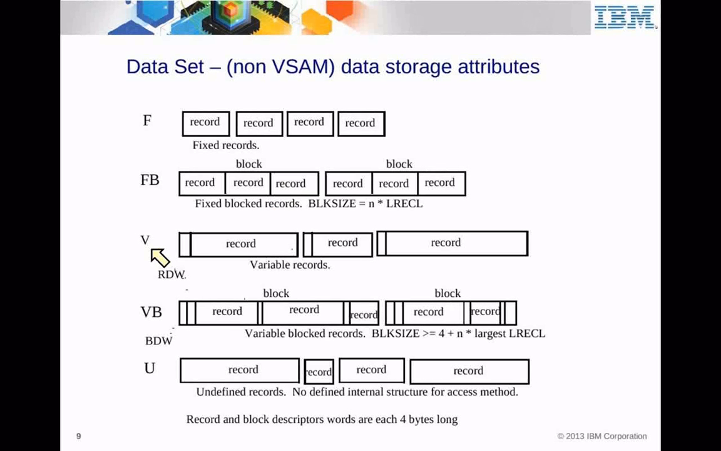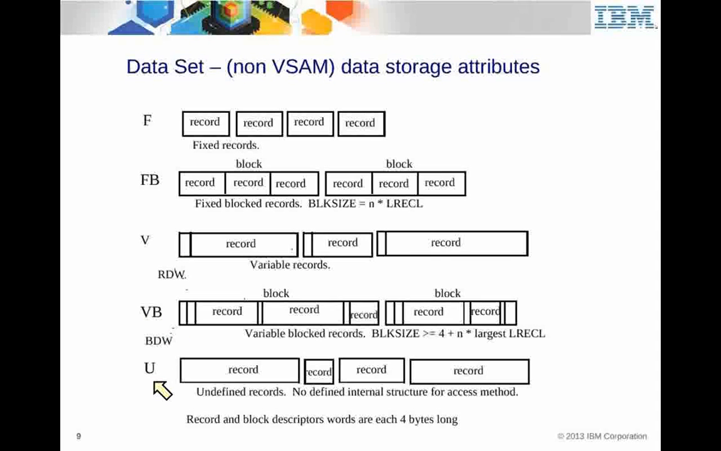Do records always have to be equal length? No. You can have a record format of variable. That means the data set can have different length records in it, but when you say record format of variable, the very first byte of the record is the length of the record. You can even have variable blocked. And then the very first part of the block will have the block size, and each record has the record length as part of metadata inside of the data set.